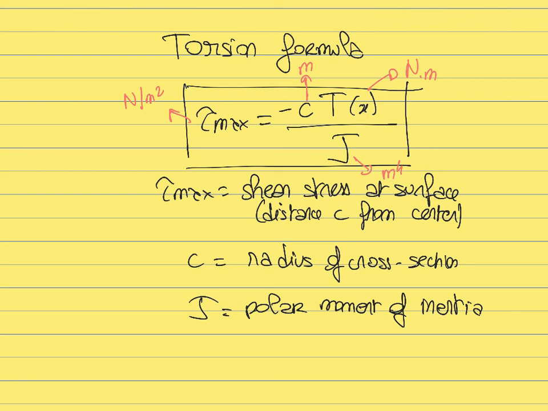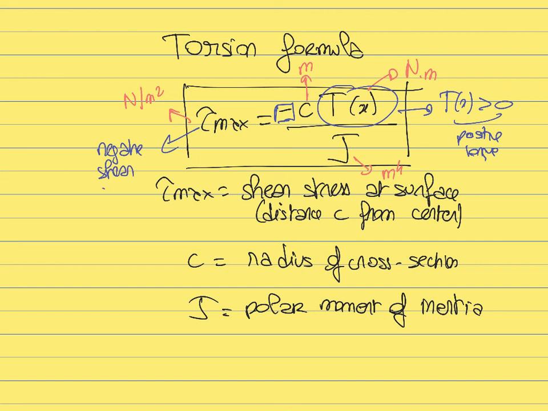The other thing is to look at the sign. If you have a positive torque, so if the internal torque is positive, then due to the fact that the polar moment of inertia and the radius of the circle are always positive, due to this minus sign here, it means that a positive torque will induce a negative shear stress. So a negative shear stress will be the consequence of a positive torque.